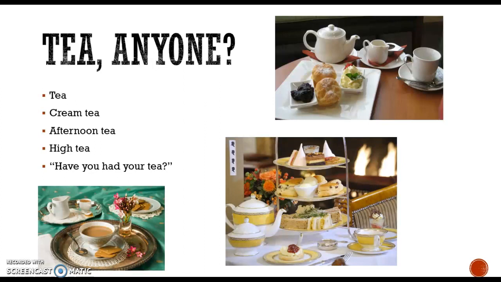And then there's cream tea, which is not tea with cream as you might think. It's actually tea with scones and clotted cream and jam, also known as Devonshire tea. Afternoon tea is a British tradition of sitting down for an afternoon treat of tea, finger sandwiches, scones, and cake. And this ritual was often reserved for the upper class.